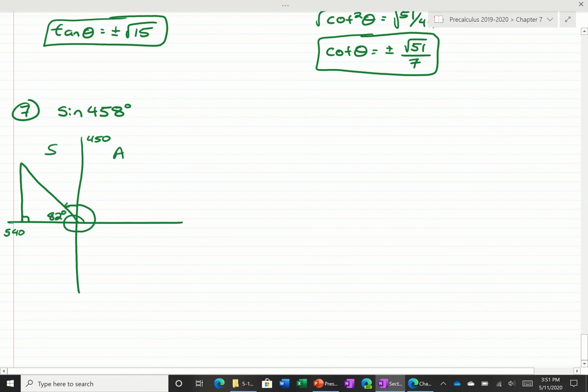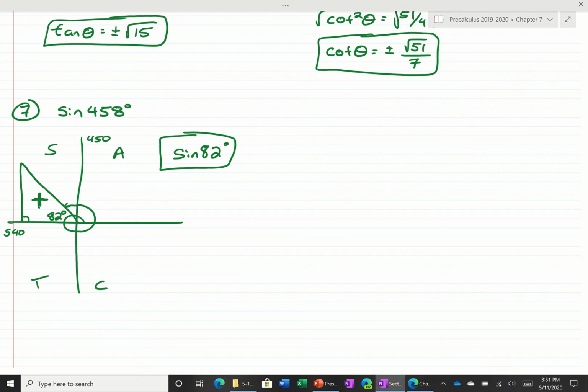And if all students take calculus, we would have the sine of 82 degrees. And because sine is positive in quadrant 2, this angle would also be positive. If it was anything other than sine or cosecant in quadrant 2, it would be negative, and you would put a negative in front.